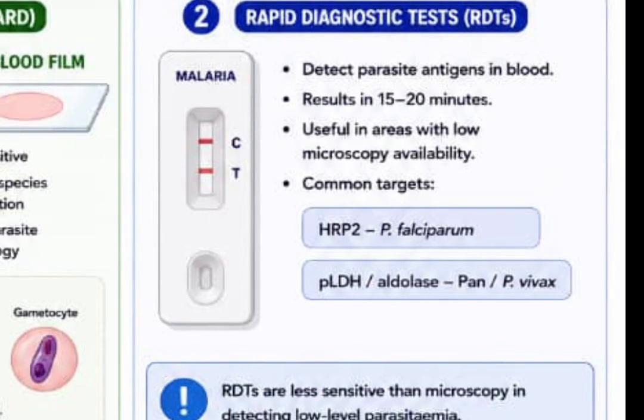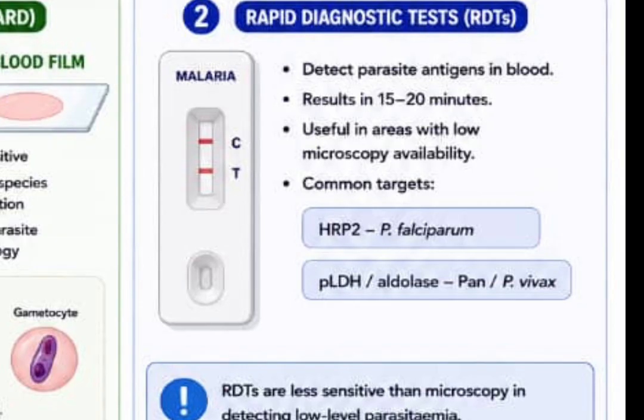A rapid diagnostic test. In a rapid diagnostic test, you use it to confirm the parasitic antigen, which the malaria falciparum releases. When it releases antigen, you detect it with a rapid diagnostic test, RDT. It detects the malaria antigen in 15 to 20 minutes. So it is used for an area where there's low microscopic availability. That's what it's used for.